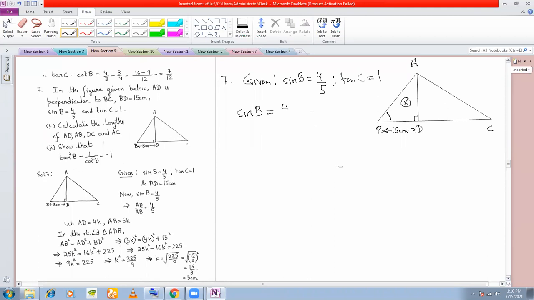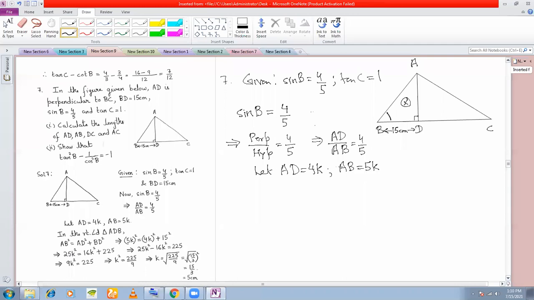So sine B is equal to 4 by 5 is given, right? But what is sine B? Sine B is perpendicular by hypotenuse is equal to 4 by 5. And in this case, if we consider this right angle triangle, which is a perpendicular, perpendicular is AD, right? And the hypotenuse is AB. So AD by AB is equal to 4 by 5. That means the ratio is equal to 4:5. That means what can I say? I can take AD as 4K and I can take AB as 5K.